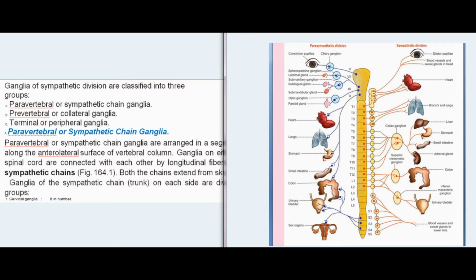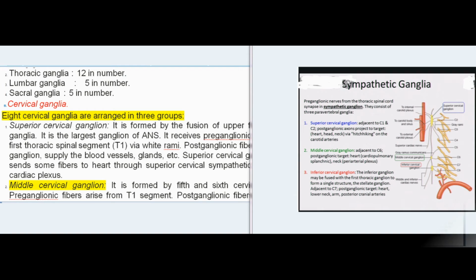Ganglia of the sympathetic chain, trunk, on each side are divided into four groups: cervical ganglia, 8 in number; thoracic ganglia, 12 in number; lumbar ganglia, 5 in number; sacral ganglia, 5 in number. Cervical ganglia. 8 cervical ganglia are arranged in three groups: superior cervical ganglion, it is formed by the fusion of upper 4 cervical ganglia. It is the largest ganglion of ANS. It receives preganglionic fibers from first thoracic spinal segment, T1, via white rami. Postganglionic fibers from this ganglion supply the blood vessels, glands, etc. Superior cervical ganglion also sends some fibers to heart through superior cervical sympathetic nerve and cardiac plexus.